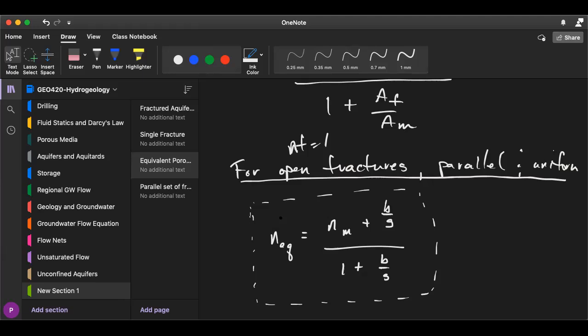So we've covered fracture porosity and fracture hydraulic conductivity. The next thing that we're going to get into is aquifer characterization and the interpretation of pump tests and slug tests.